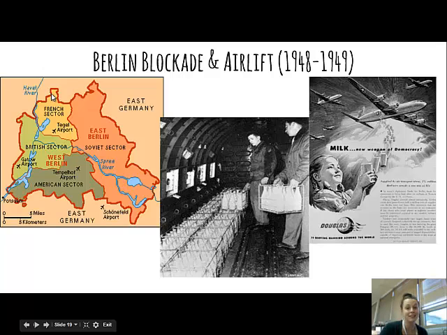And so what the United States does is the United States Air Force begins airlifting supplies into these areas so that they can survive. So here you can see this is an Air Force plane filled full of milk. And you can see this ad right here. It says milk, now a weapon of democracy. And you can see the milk coming out of the plane. The United States literally dropped supplies from the air from U.S.